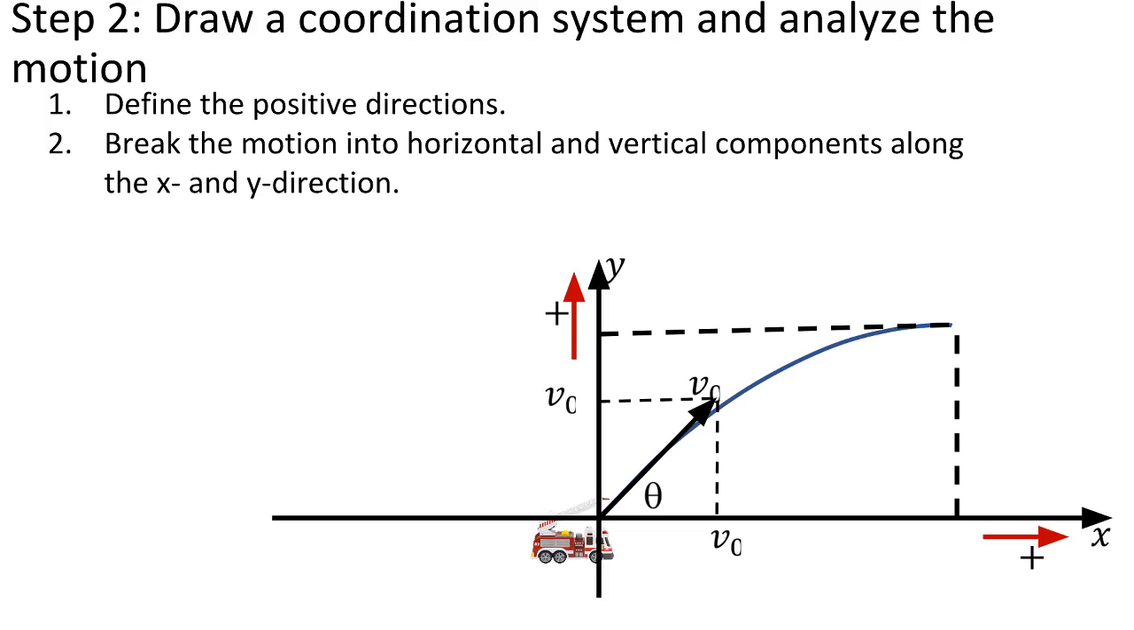So we have the velocity, and what we're going to do is draw the axis. We're going to label the positive directions, in this case rightwards and upwards for x and y respectively. Then we're going to break the velocity into x and y components.